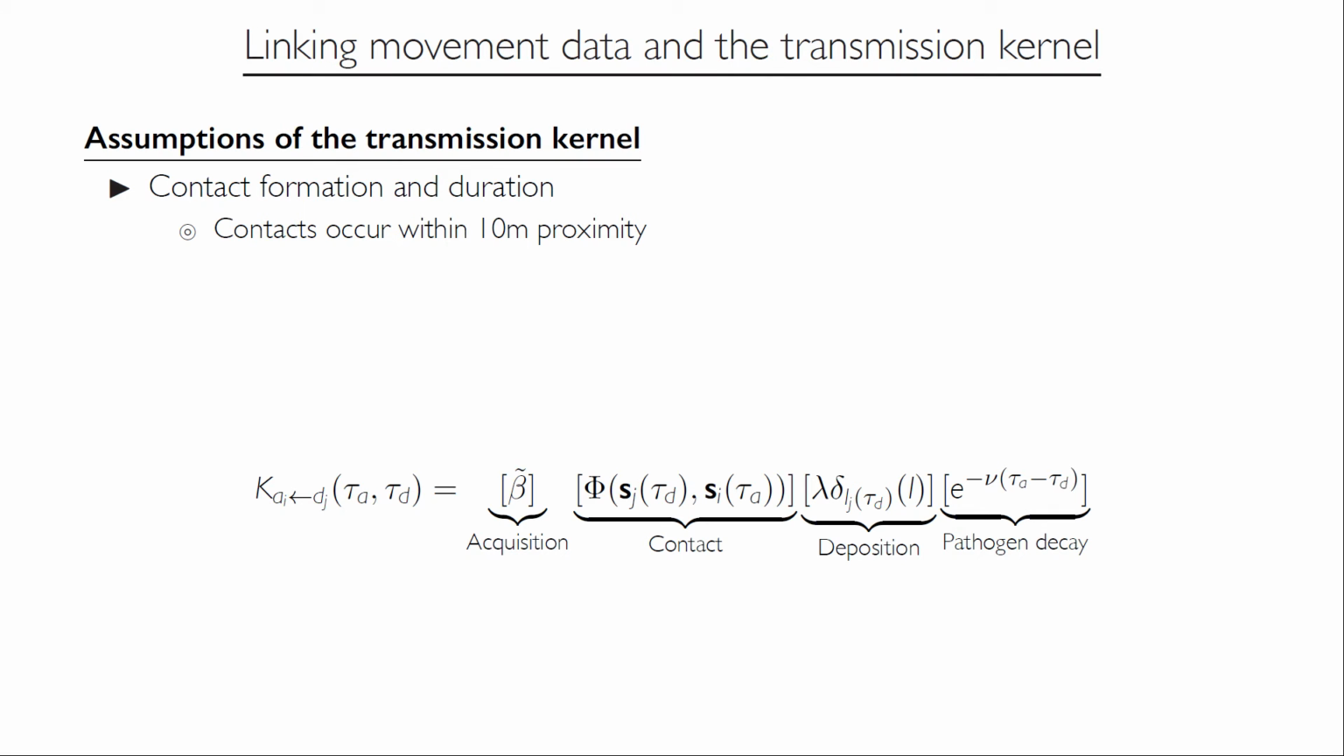Okay, so we have our data. Now we want to build our transmission kernel. Now we need to make a few assumptions while we do that. The first assumption we need to make is regarding contact formation.